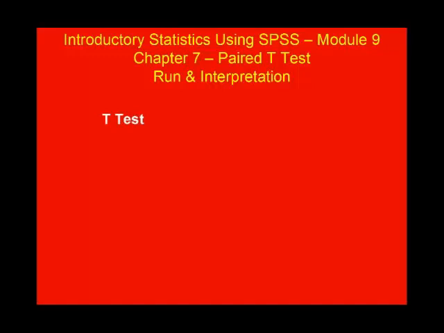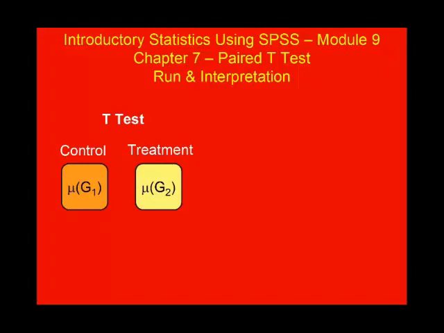You'll remember that the t-test involves two groups, a control group and a treatment group. The means for each group are compared to determine if there's a statistically significant difference between the groups as indicated by the p-level. The paired t-test uses only one group, wherein each participant is given a pretest.